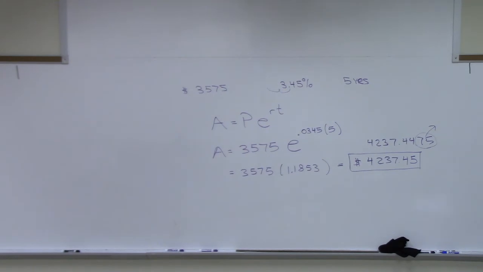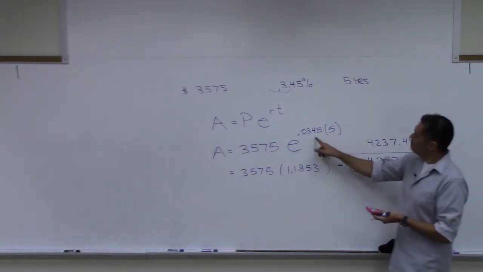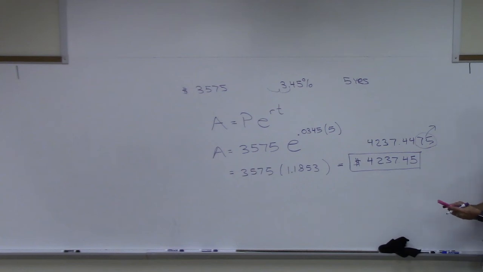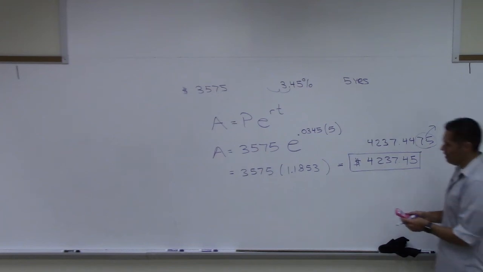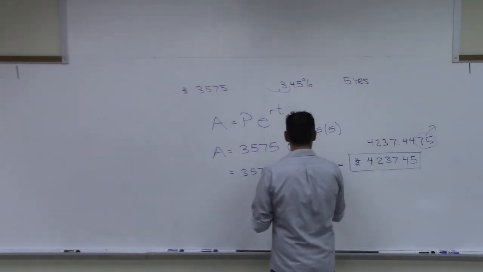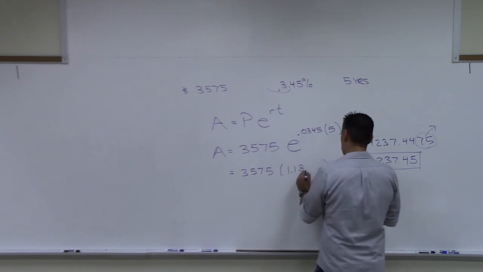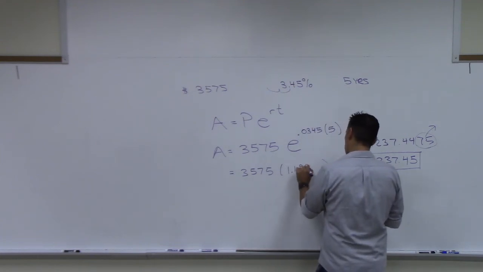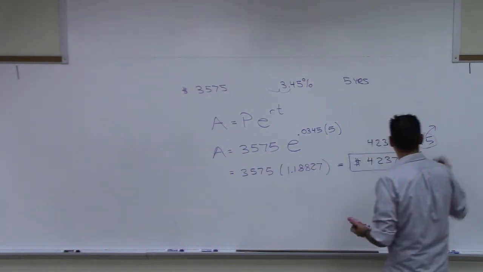Sir, yes. On my calculator, I got 1.1882. So 0.1882 for this. Maybe I typed it in wrong. I don't have my glasses on, so let me try it again. 0.0345 times 5. I don't know what I typed in. Okay, this is an error on my part. This is 1.18827. That's going to change my answer.